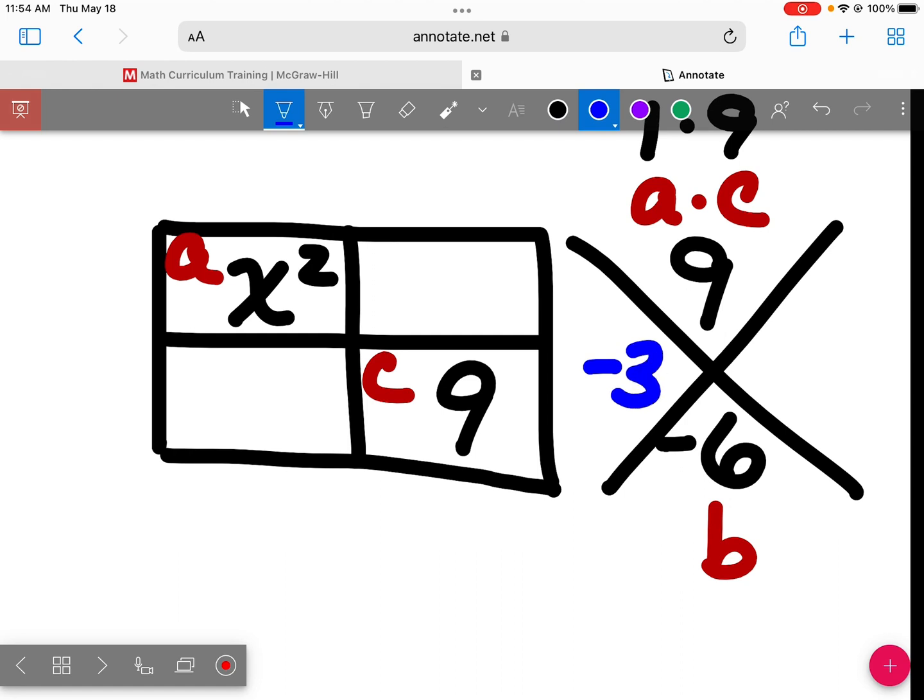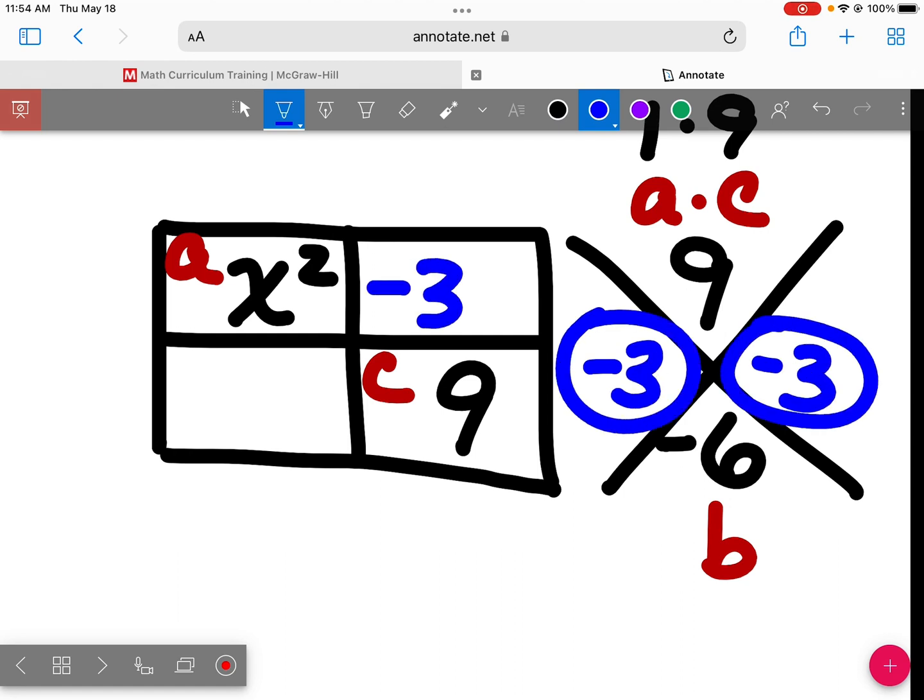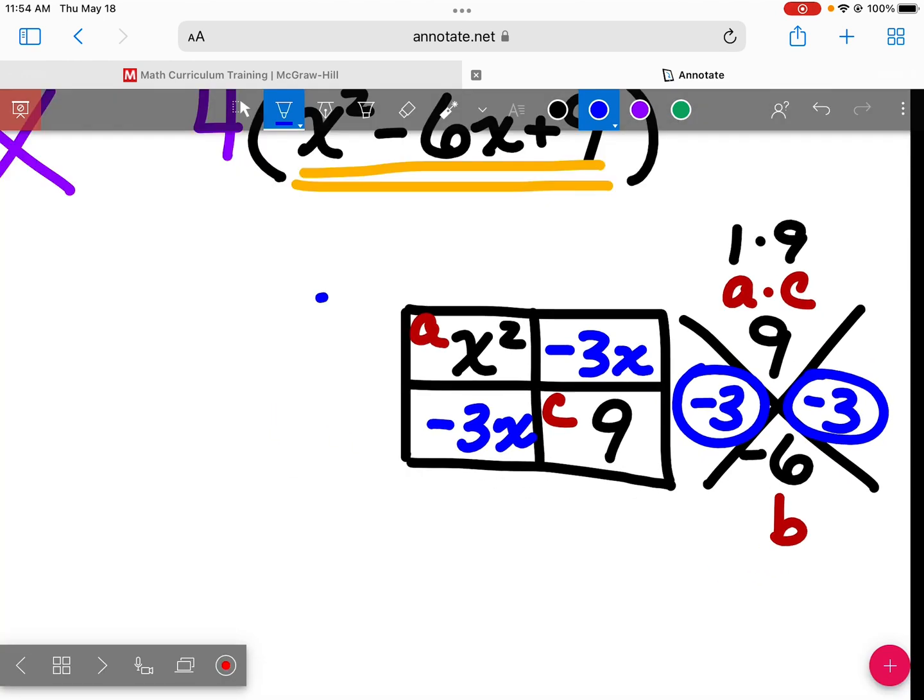Negative 3 times negative 3. So negative 3x and negative 3x. What can I take out of x squared and negative 3x? What goes into both of those? X. What can I take out of negative 3x and 9? What goes into both of those? 3. Positive or negative 3? Why negative? Because it's touching a box right here that's a negative.